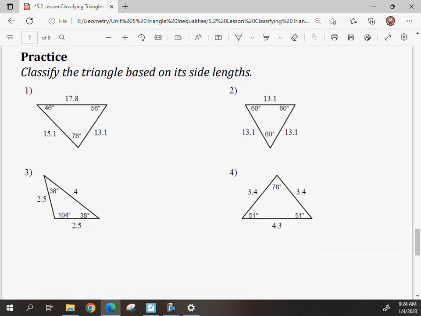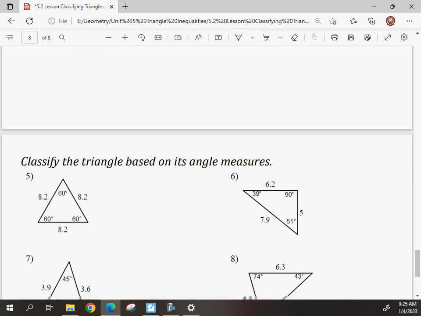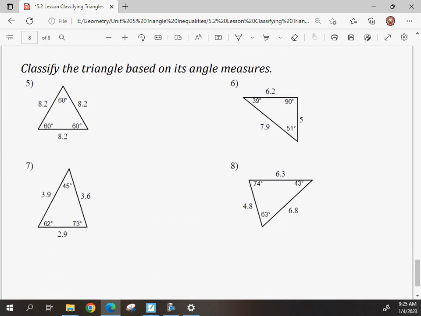Now make sure that you answer the questions here associated. Put your answers in the box. Make sure you're classifying based on the correct thing. Here we want to classify based on side lengths only. Here we want to classify by angle measures only. So focus on the angle measures.